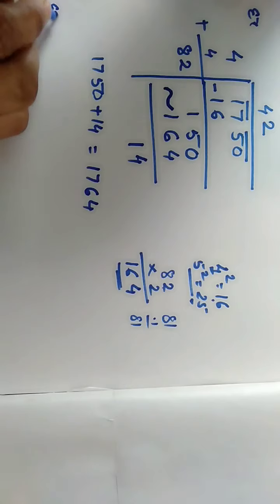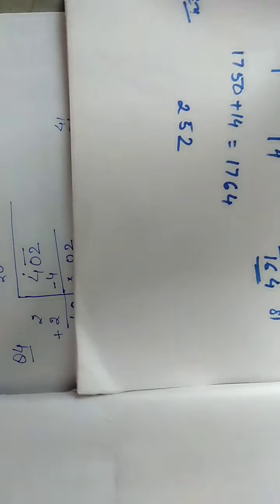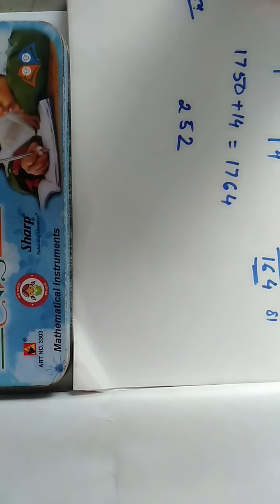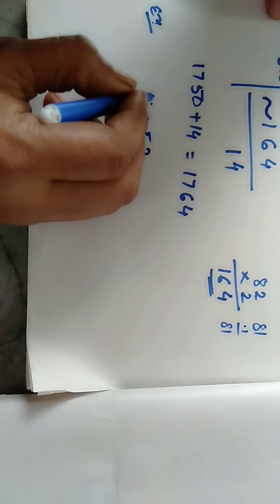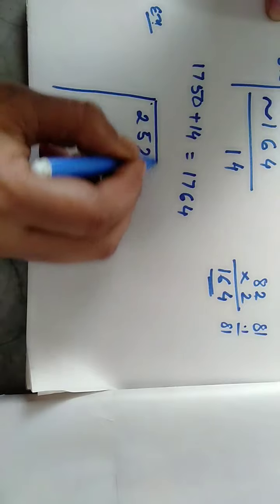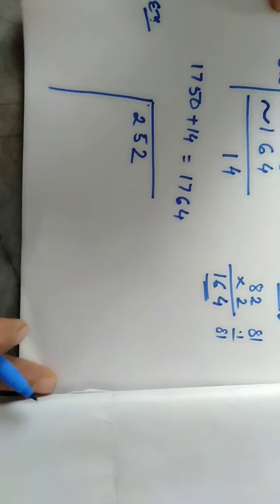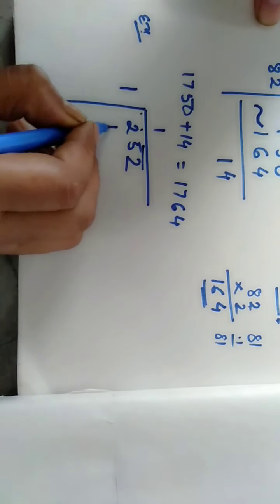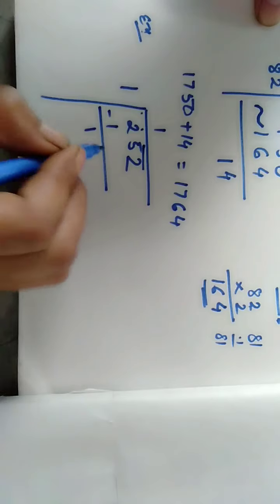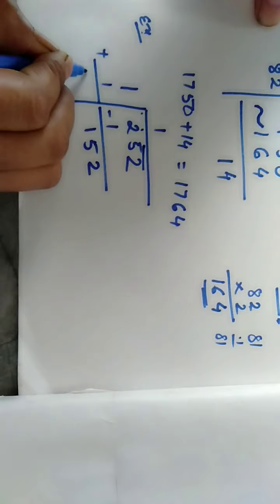Take another example of 252. We just try to find out the same number, 252. In this number 252, we will be having the single one, 1 1 1, 1 is the remainder, 52. Then again adding here 1, we get 2.